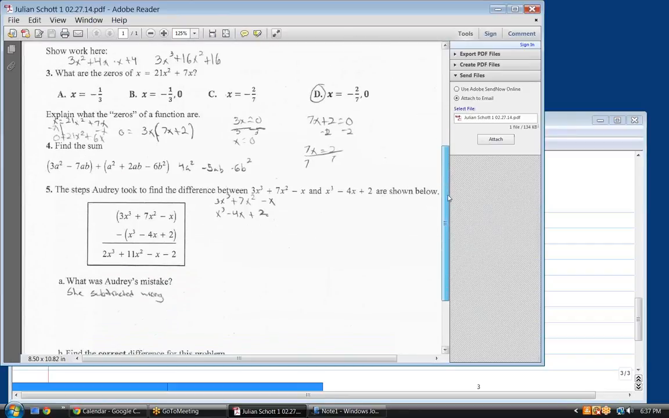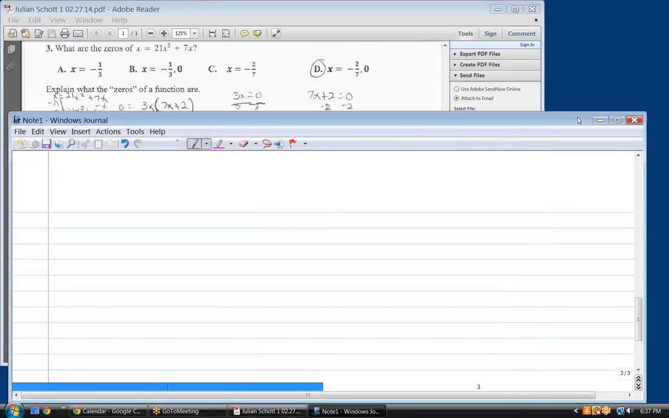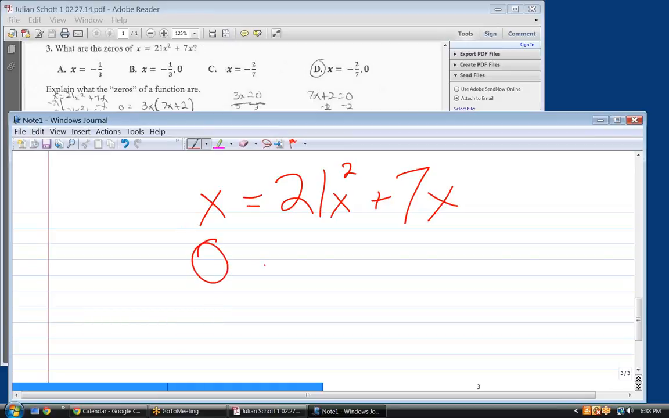What are the zeros of that function? No, not that function. What are the zeros of this? Notice that that's not a y. It's x equal that, not y equal that. That actually makes quite a difference. So how do we figure out the zeros? Minus x? Yeah, leaving 0 on the left side of the equation. What's on the right side of the equation?